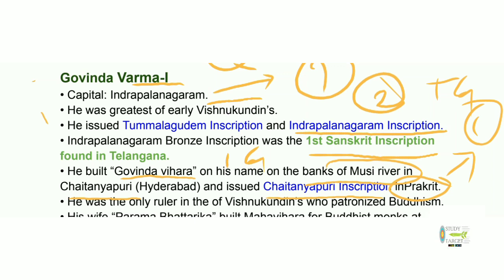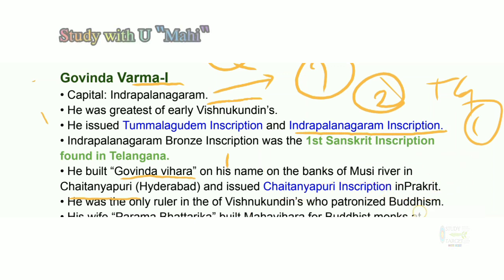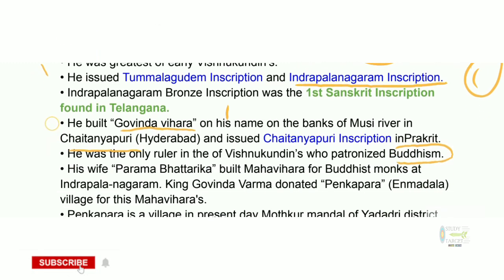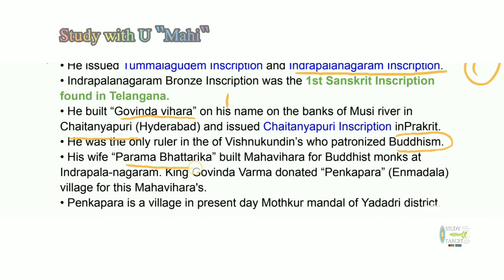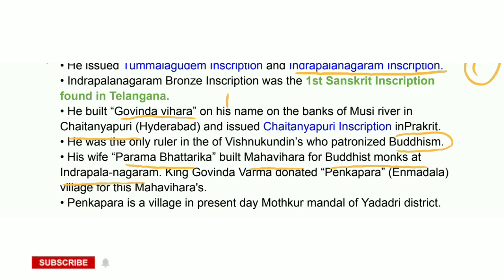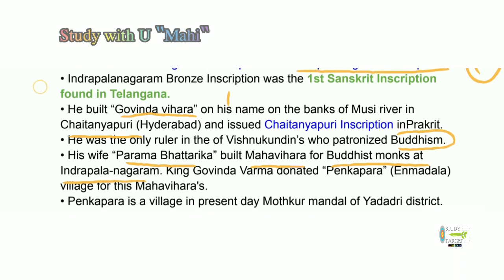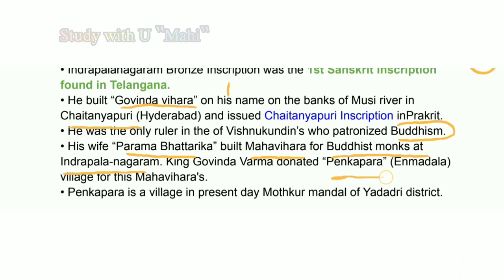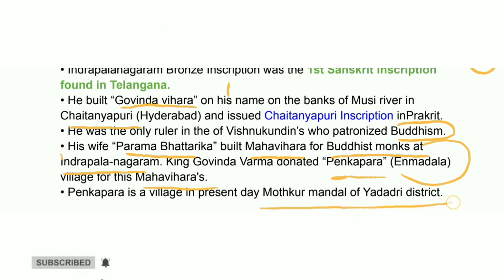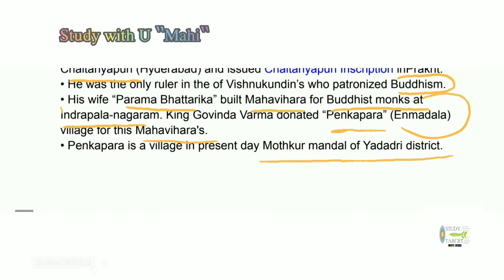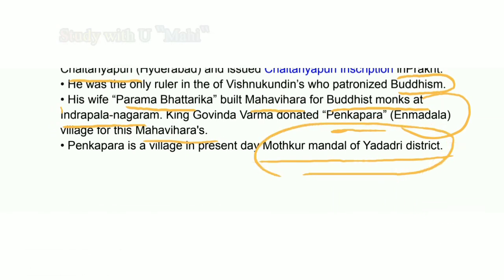He was the only Vishnukundin ruler who patronized Buddhism. His wife Paramabhattarika built Mahaviharas for Buddhist monks at Indrapala Nagaram, and the king Govindavarma donated Penkapara village for these Mahaviharas. Penkapara village, which is also known as Enamadala, is the present day Mutkur Mandal of Yadadri district.